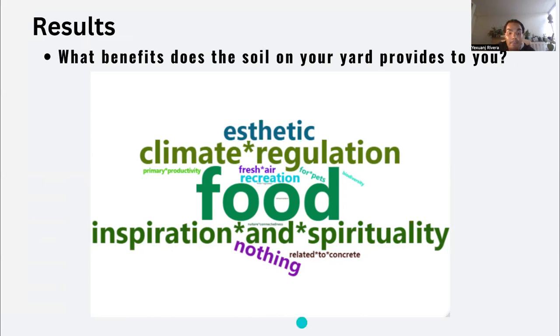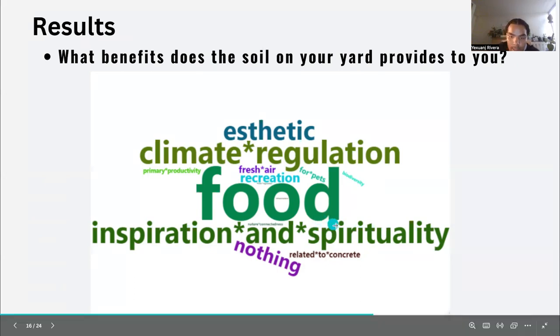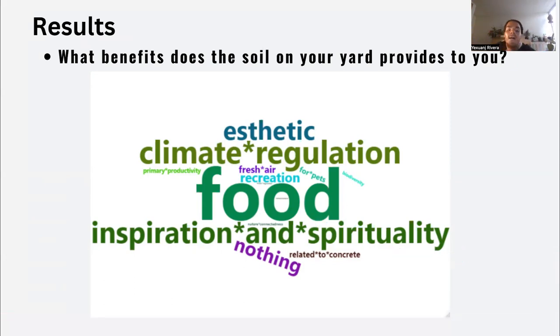We see that most people answered food. Now it's important to note that this image is not statistical data. We did use statistical data to create it, but this is not a statistical representation of the results of our experiment. This is just a visual representation for you guys to be able to see it better. But food and climate regulation were the most prevalent answers.